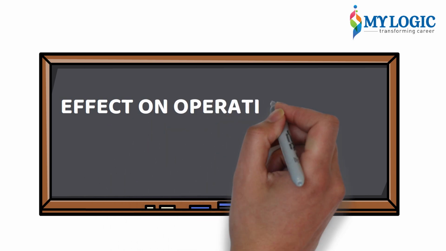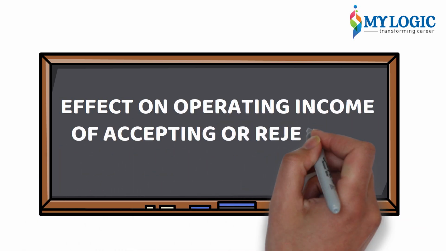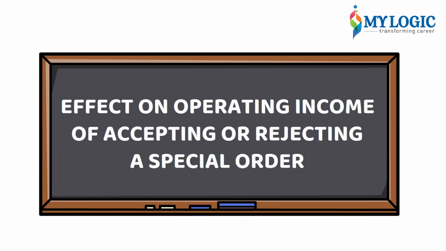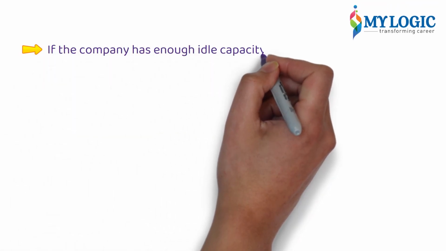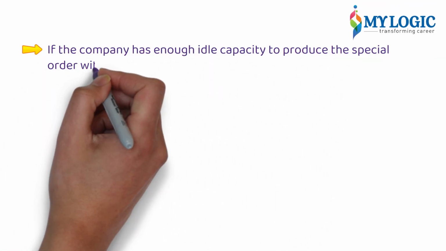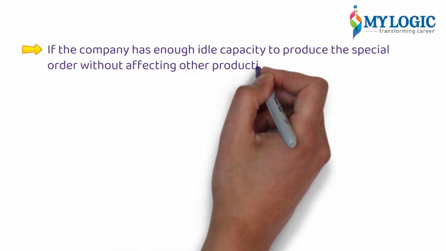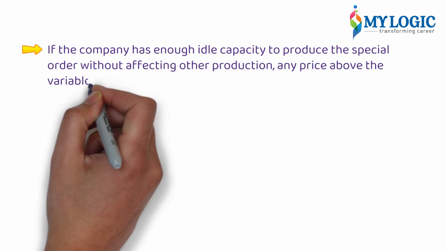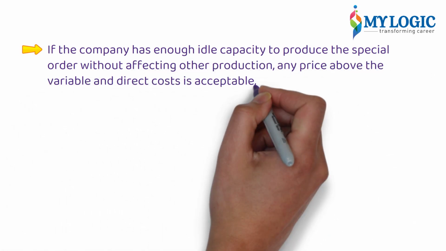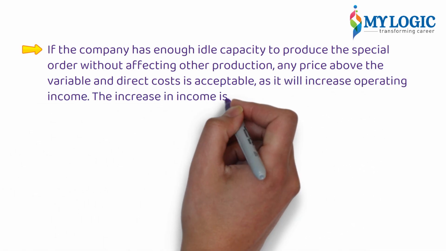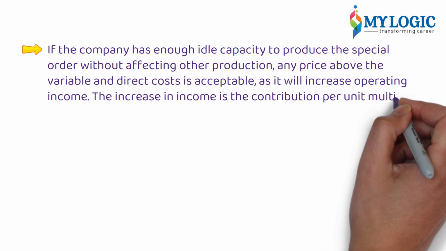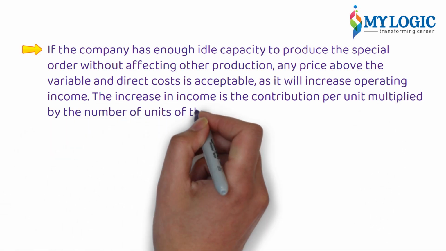Effect on operating income of accepting or rejecting a special order. If the company has enough idle capacity to produce the special order without affecting other production, any price above the variable and direct costs is acceptable, as it will increase operating income. The increase in income is the contribution per unit multiplied by the number of units of the special order.